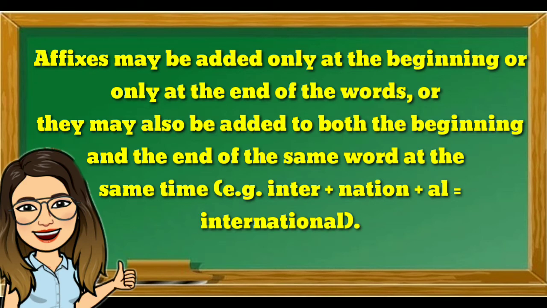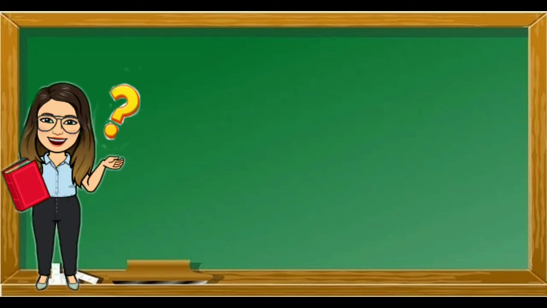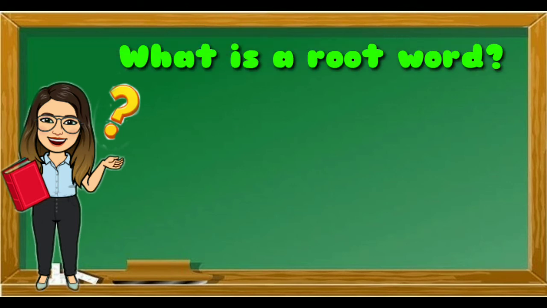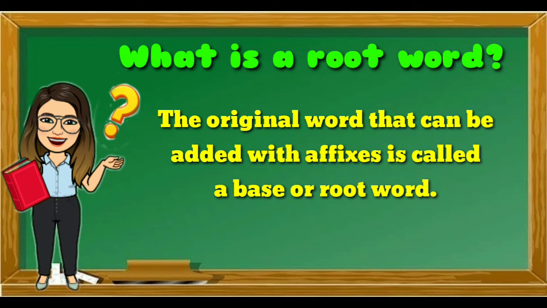Remember, affixes may be added only at the beginning or only at the end of the words, or they may also be added to both the beginning and the end of the same word at the same time. For example, inter plus nation plus al is equal to international. Another question, what is a root word? The original word that can be added with affixes is called a base or root word.